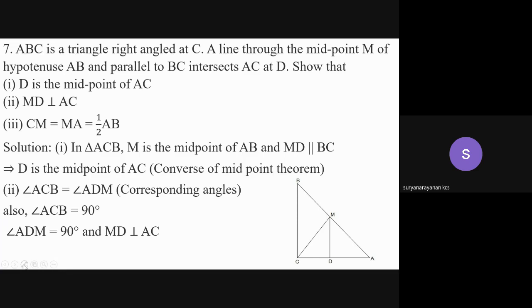We proved here the second statement. Here we proved angle ADM is 90 degrees. That implies we can say that MD is perpendicular to AC. That is the second part of the question. Now come to the third part. We have to prove that CM is equal to MA is equal to half of AB. Again, we have taken the same figure.